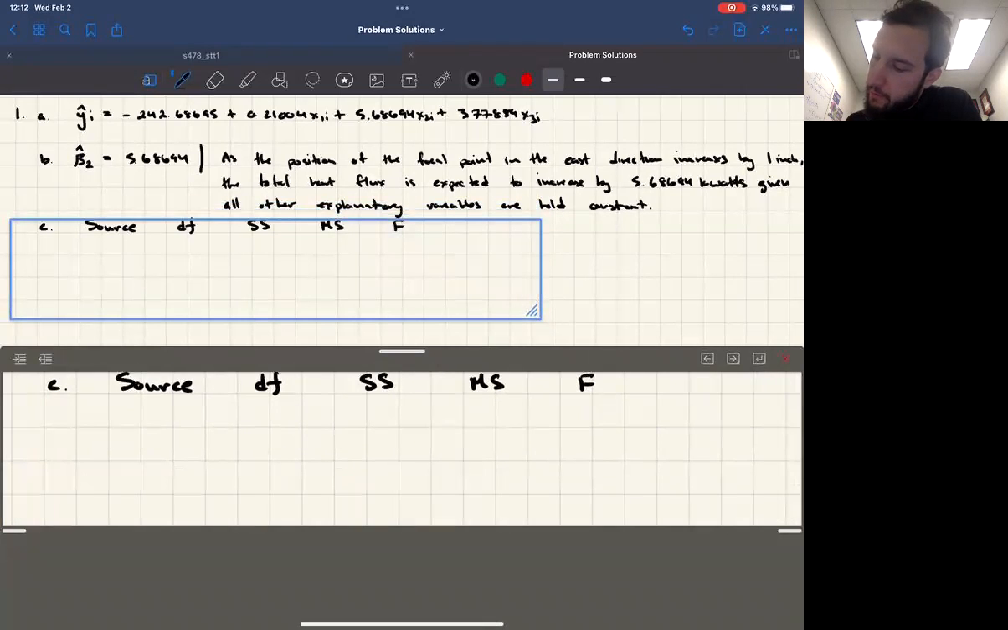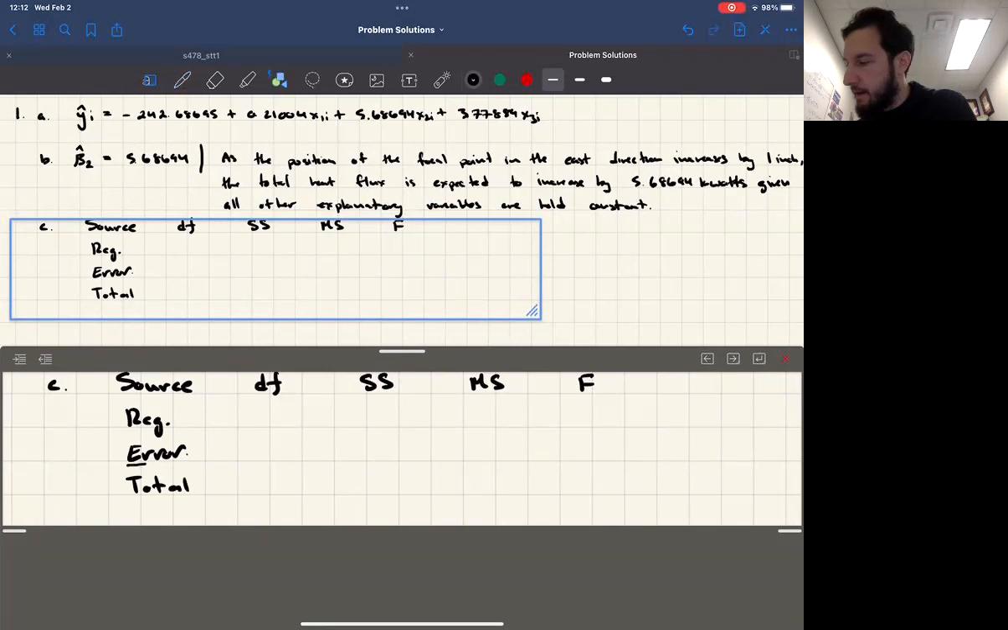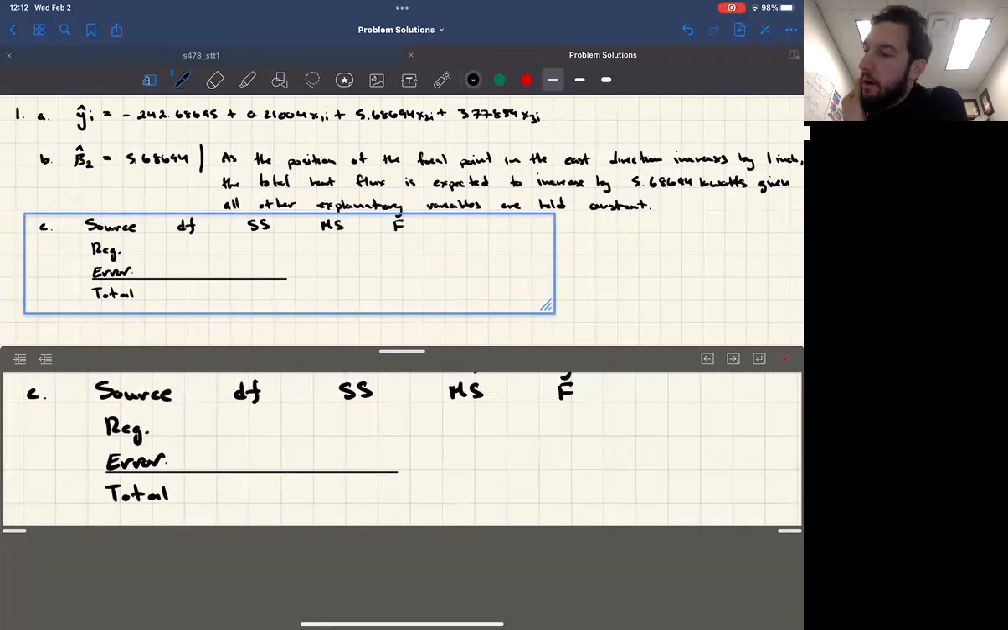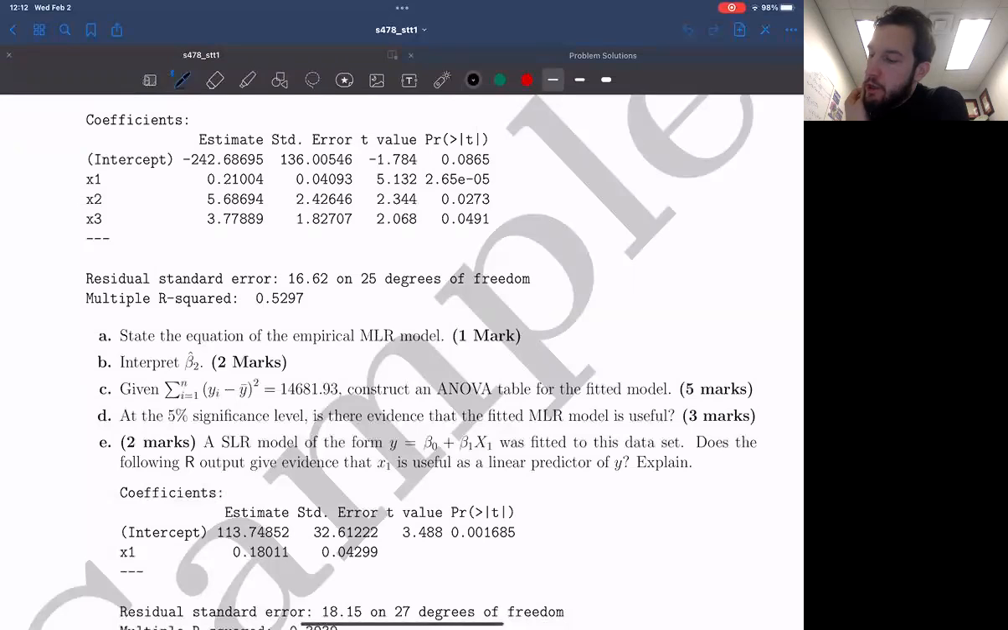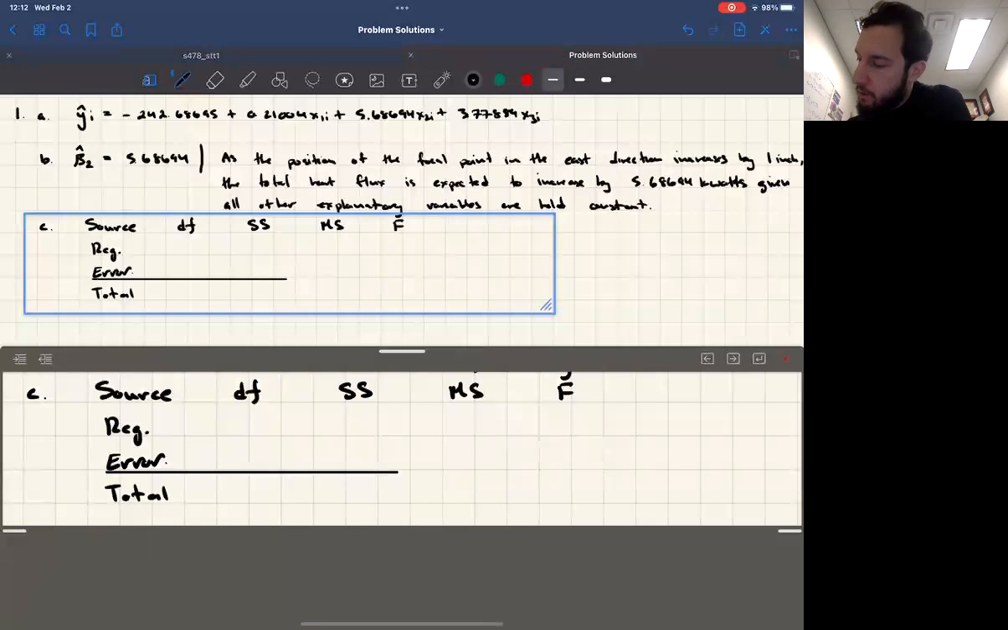Okay, so under source, we're going to have regression, error, total. Okay, and then remember that the degree of freedom and the sum of square, these things are additive, so we can add across the column. All right, so we're told in the question the sum of the squares of yi minus y bar. So this is actually SS total by definition. So this 14,681.93 would go here.